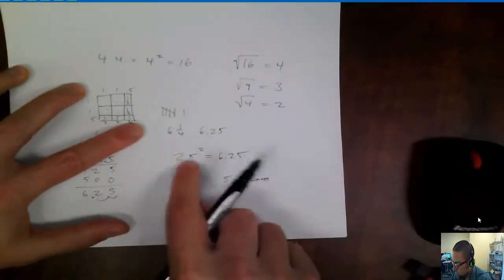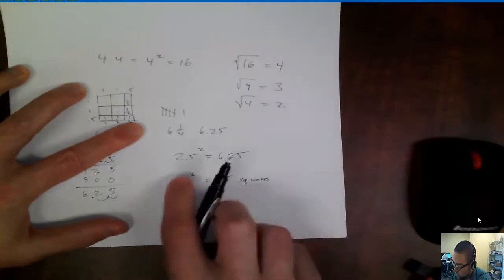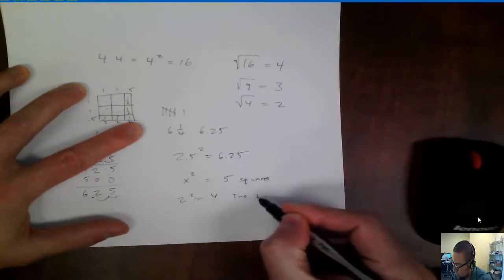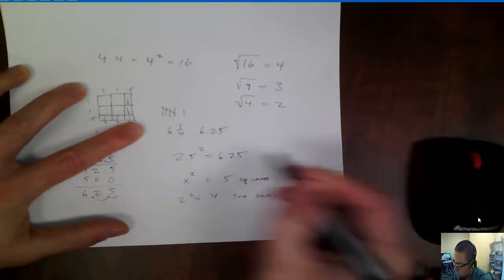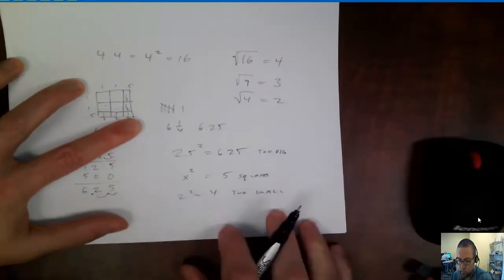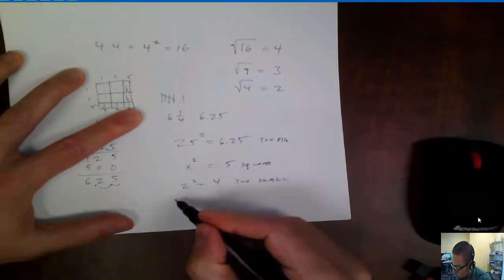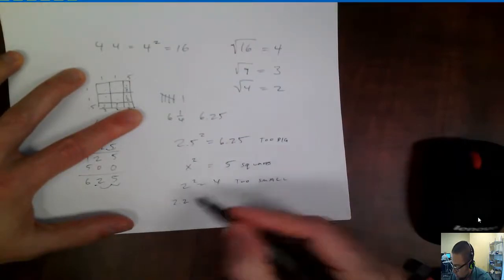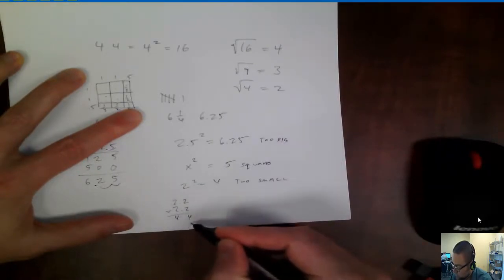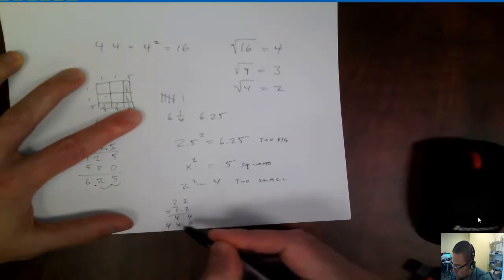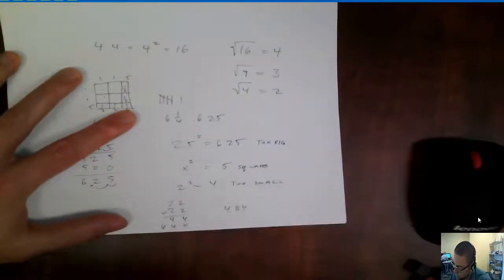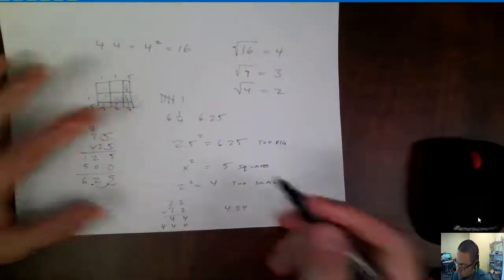I can say, well, 2.5 is too big. 2 times 2, right? 2 squared is 4. That's too small. So it's something between 2.5, which is too big, and 2. So we could try, how about 2.2? So 2.2 times 2.2 is 4, 4, 0, 4, 4. I get 4.84. Okay, too small, so a little higher.